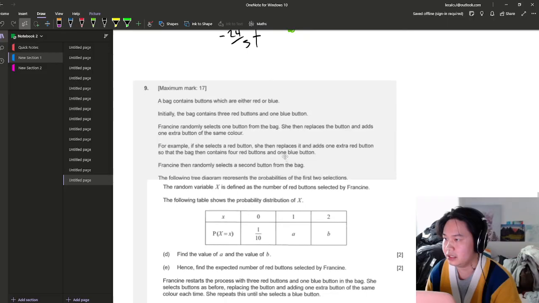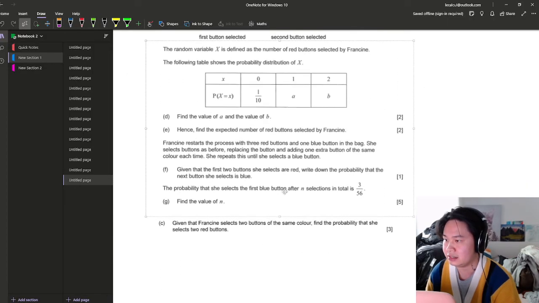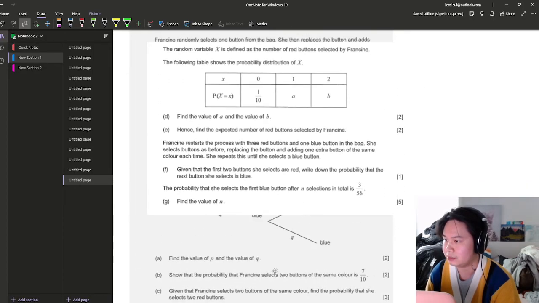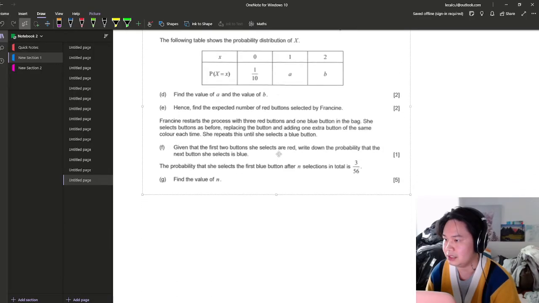Okay, and then the last one, which looks like probability.